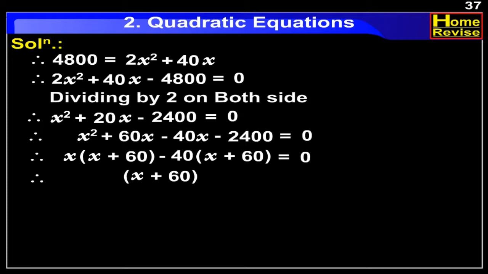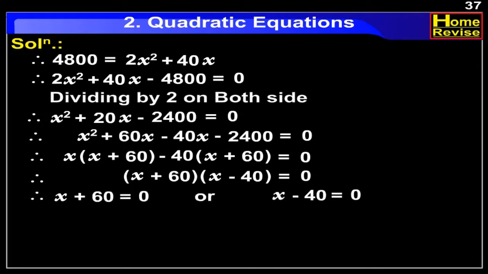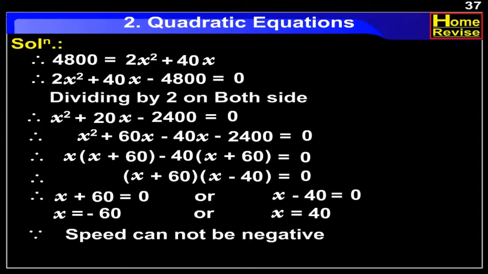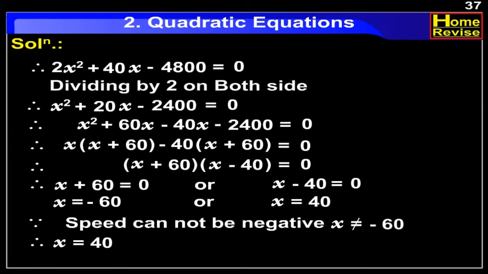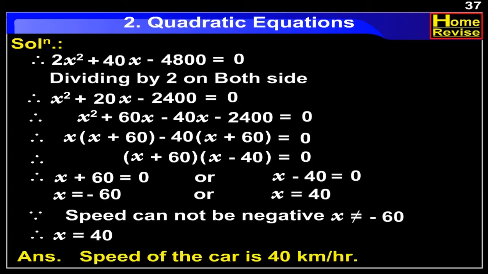Therefore, x plus 60 into x minus 40 is equal to 0. Therefore, x plus 60 is equal to 0, or x minus 40 is equal to 0. Therefore, x is equal to minus 60, or x is equal to 40. We know that speed cannot be negative. Therefore, x cannot be equal to minus 60. Therefore, x is equal to 40. Therefore, speed of the car is 40 km per hour.